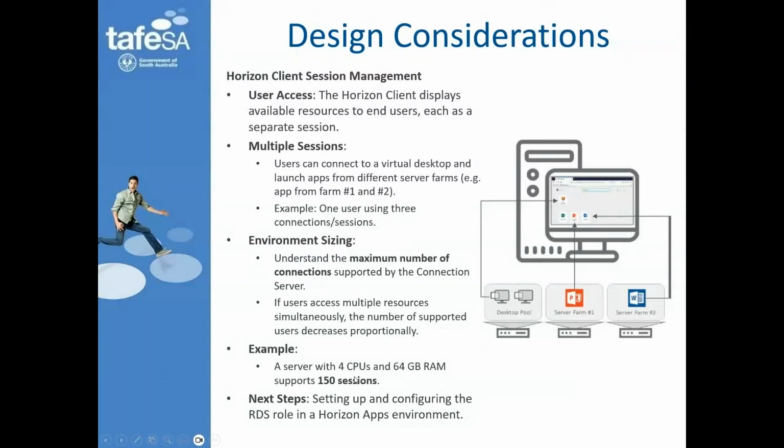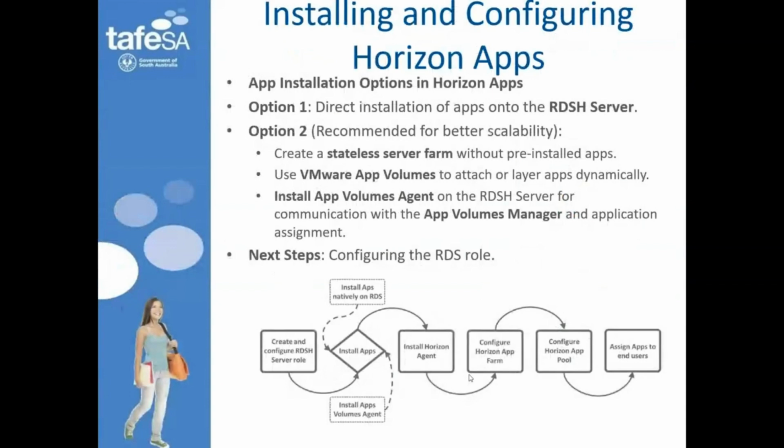All right, example, a server with 4 cores and 64 gigs of RAM can support 150 sessions. That's pretty good. That's just basically a server farm with those numbers. Next step, setting up configuring the RDS role in the Horizon app environment. So installing and configuring the apps. So app installation options in Horizon apps.